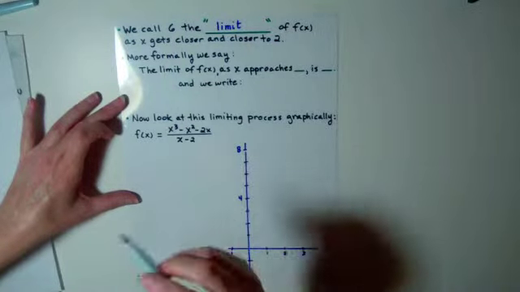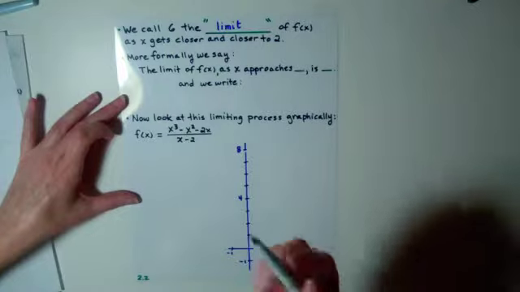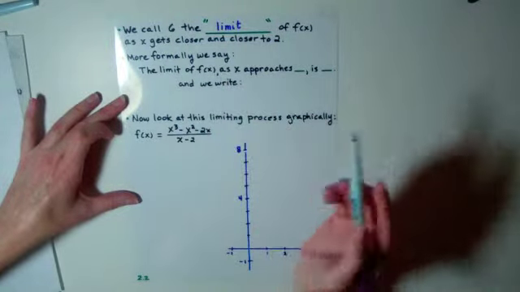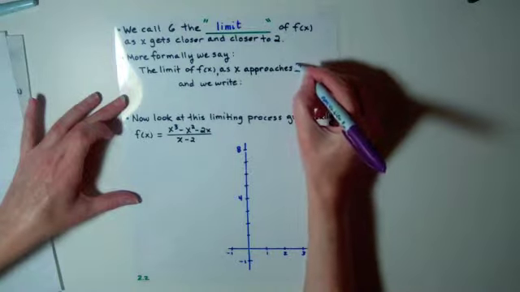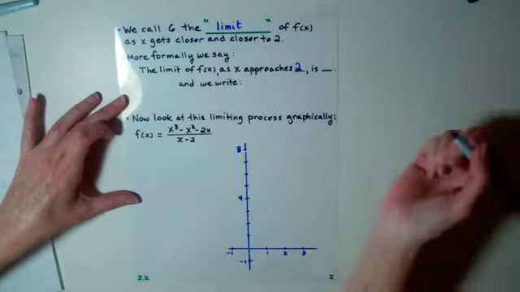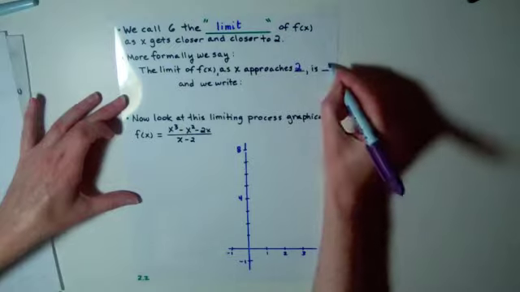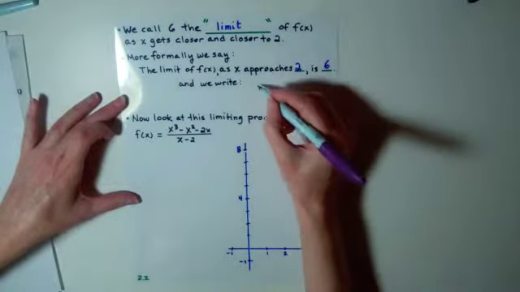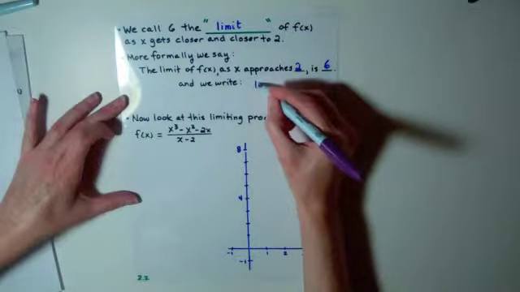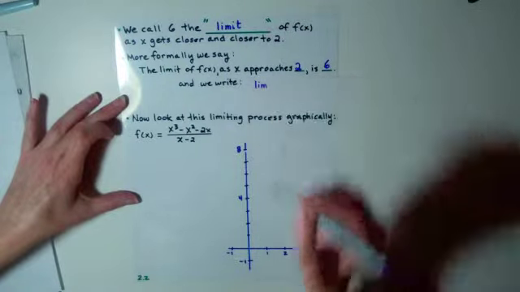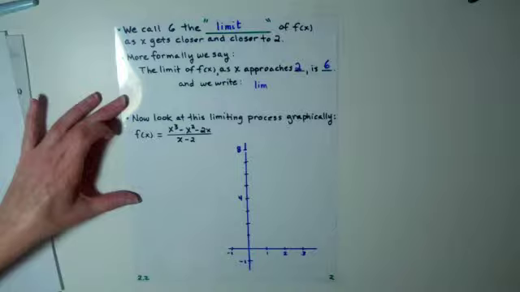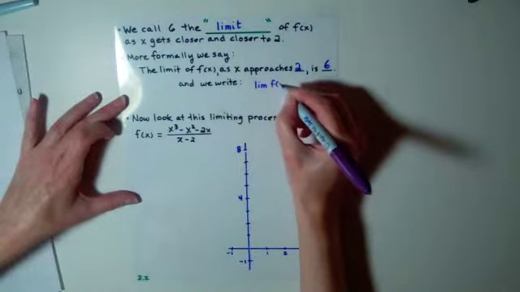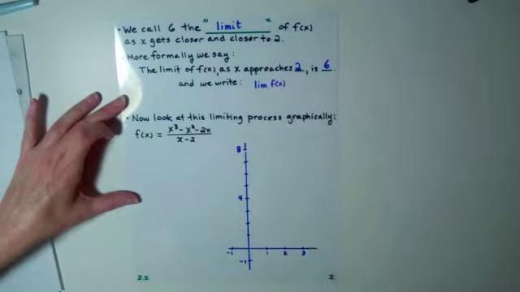More formally, and this is just the formal way that we say it, the limit of f of x as x approaches the number 2, that limit is 6. And we have a special notation for that as well. We write it this way. We don't like to write that whole sentence out, so we have a shorthand for it. We write LIM for limit. We write f of x, that's our function.